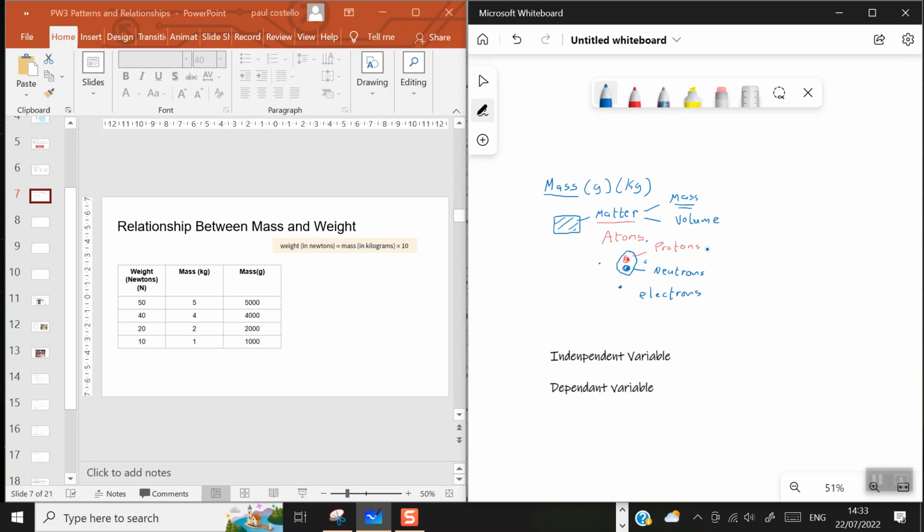And the mass comes from these subatomic particles, which are protons and neutrons. Protons have a positive charge, neutrons have no charge, and electrons have a negative charge. Electrons are really small, so they almost don't have any mass at all. But the mass of atoms comes from the protons and neutrons in the nucleus. And atoms then join together and make up bigger objects.